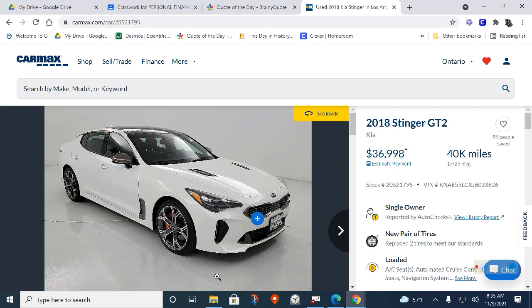Now, watch this. This is a 2018 Stinger. It's got 40,000 miles, not too bad. That's about, since 2018, 19, 20, that means, what's 40,000 divided by 3? Whoever had it first drove it a lot. Because 40,000 divided by 3 is, no, that's actually alright. It's about 12,000 miles a year. That's not bad at all, actually.